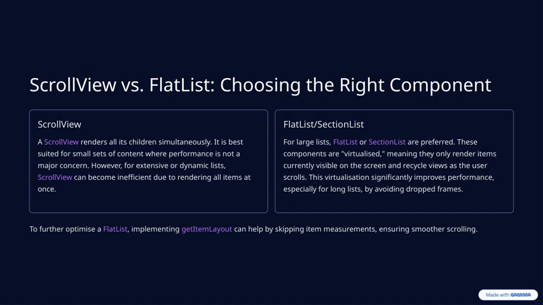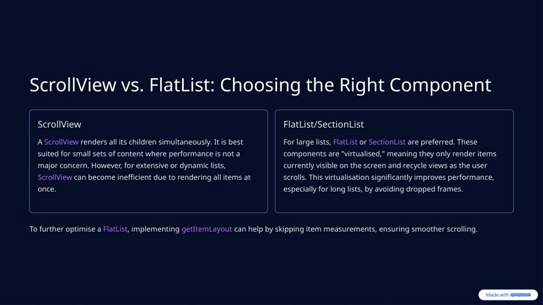But the key point to remember is that if you're dealing with large or dynamic lists, ScrollView can become inefficient because it loads everything up front, which can slow down your app. Now, on the other hand, FlatList and SectionList are designed for handling large lists. They are virtualized, meaning they only render the items that are currently visible on the screen. As you scroll, they recycle views, which keeps things smooth and responsive.